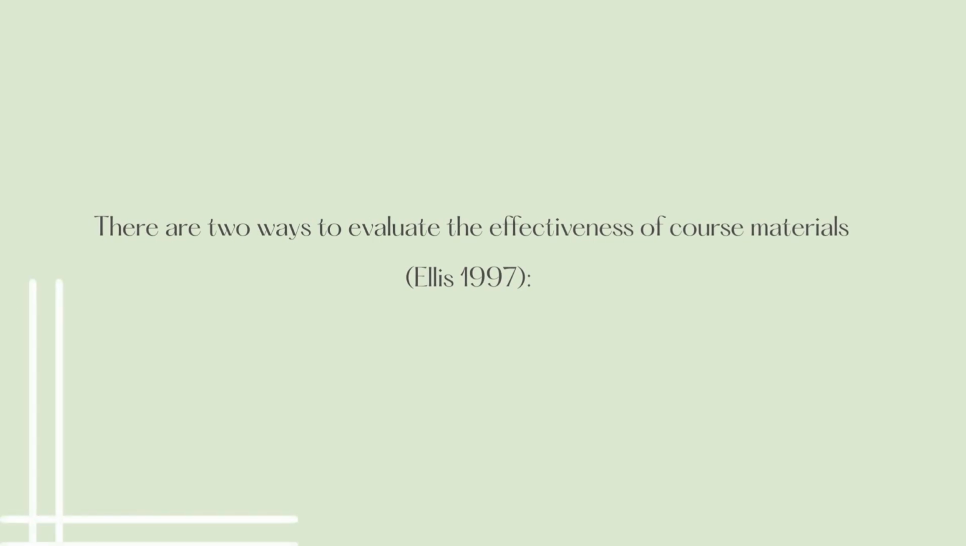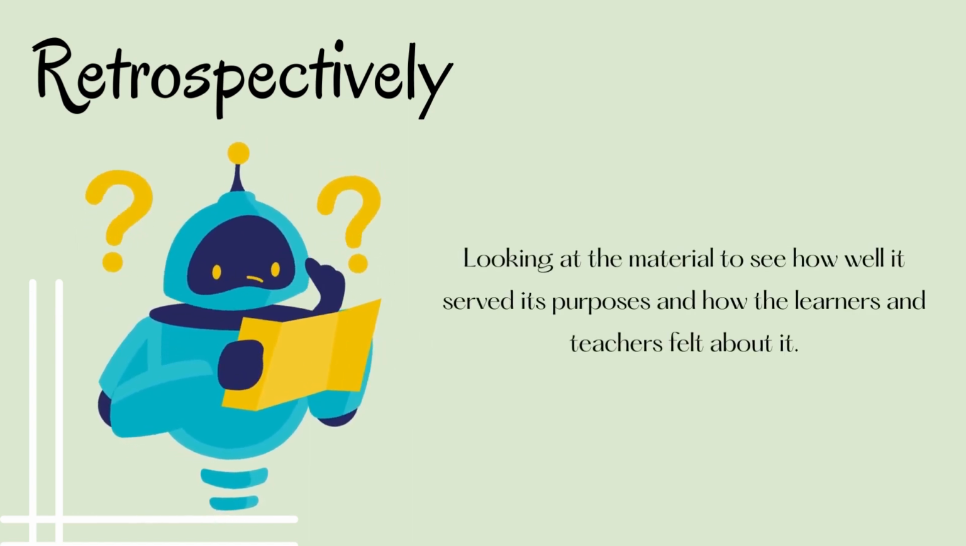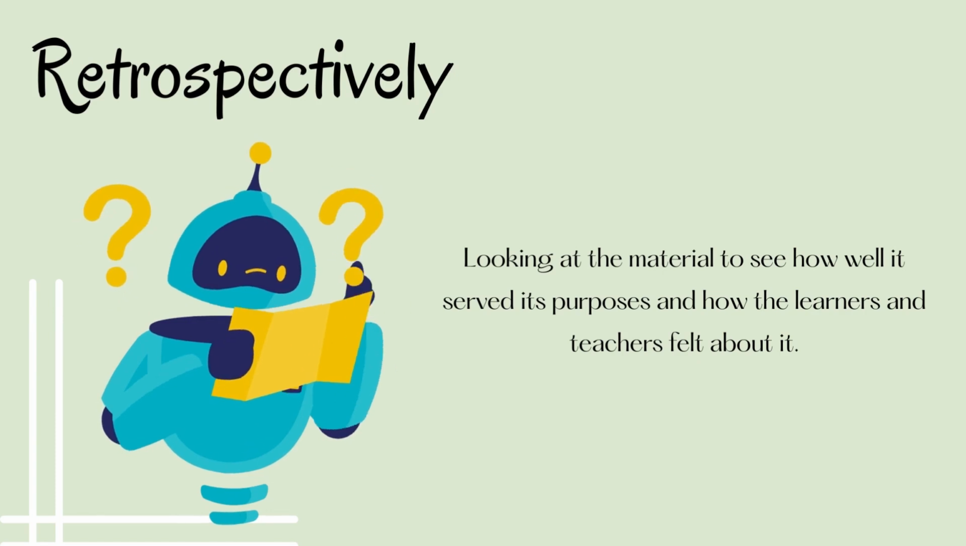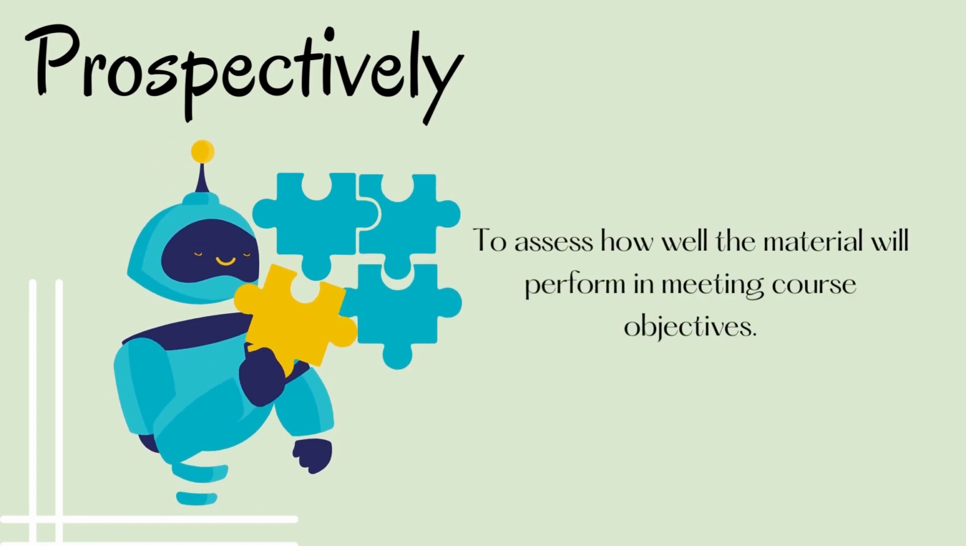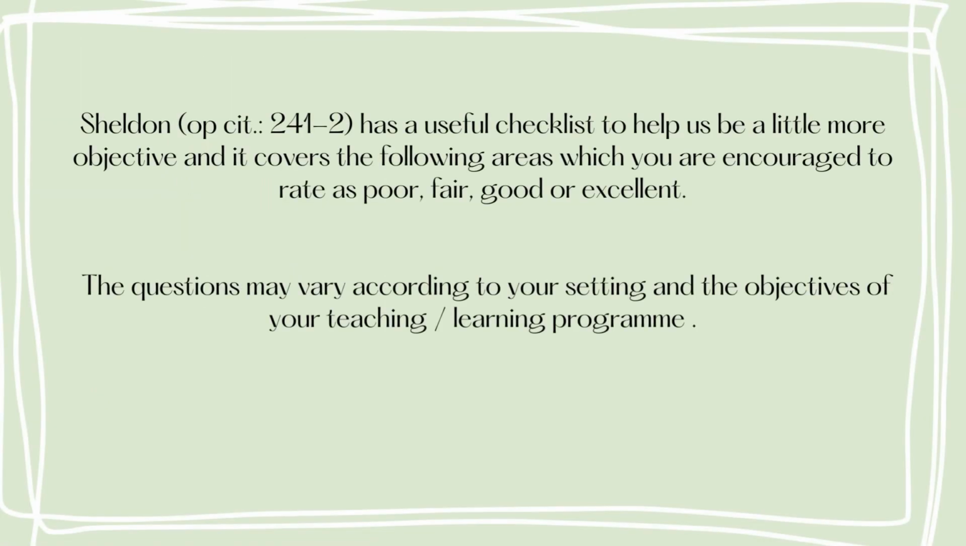There are two ways to evaluate the effectiveness of course material, Ellis 1997. 1. Retrospectively, looking at the material to see how well it served its purposes and how the learners and teachers feel about it. 2. Prospectively, to assess how well the material will perform in meeting course objectives. Golden has a useful checklist to help us be a little more objective, and it covers the following areas which you are encouraged to rate as poor, fair, good, or excellent.